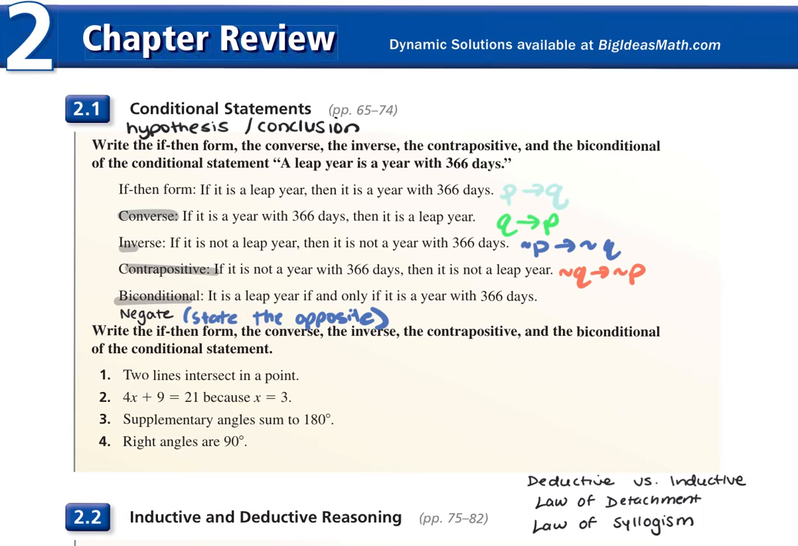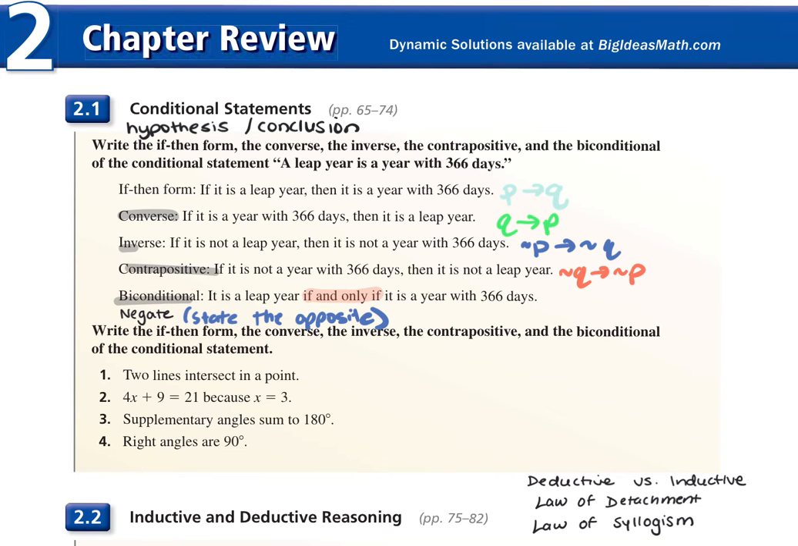Let it refresh because, all right, and then biconditional is the one that has the words if and only if, right? So this is an example in which the original statement is true and its converse is true, so we can make a biconditional out of it. It is a leap year if and only if it's a year with 366 days, which means it's true both directions, okay? If you're asked to negate like you were on the quiz, you just state the opposite of what it was.